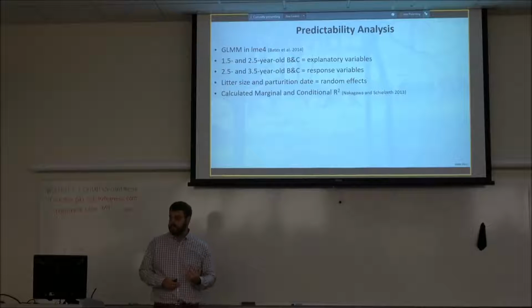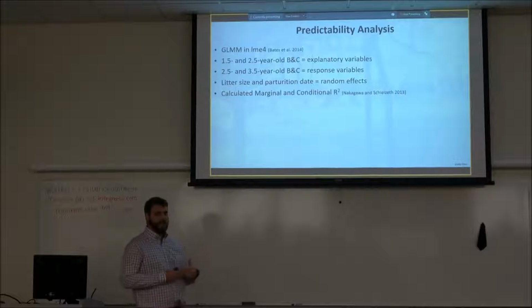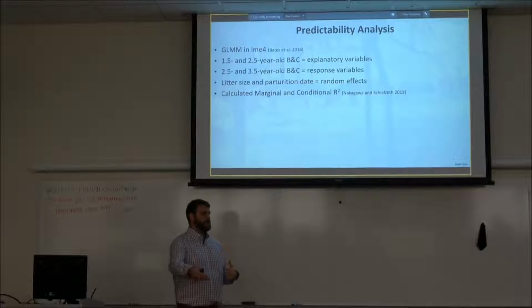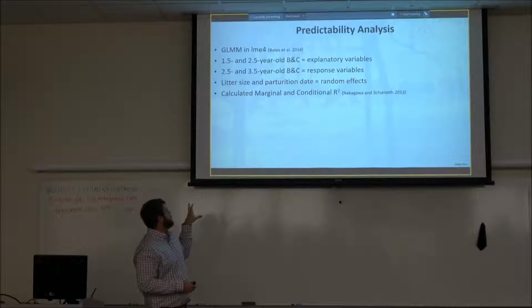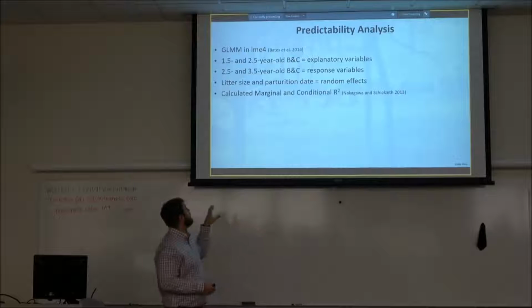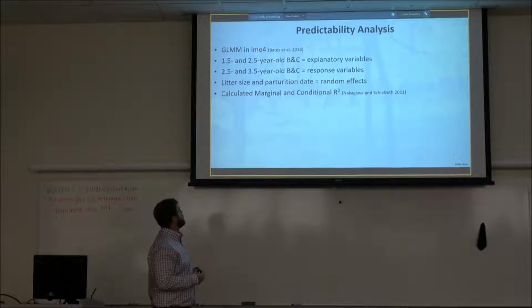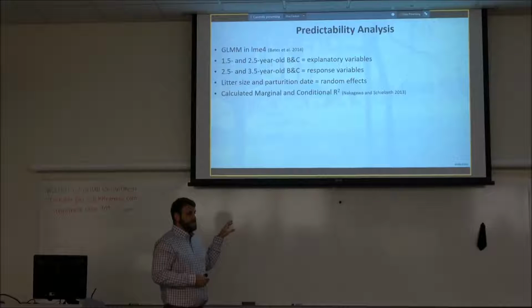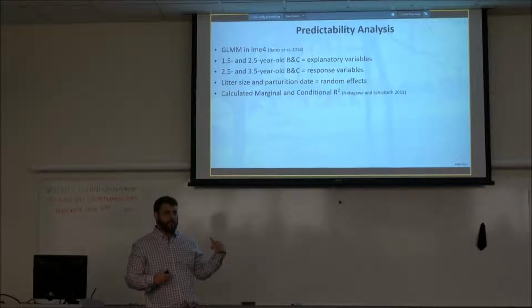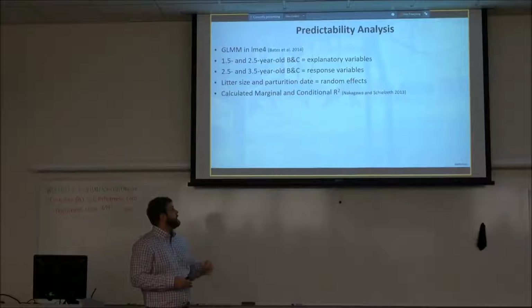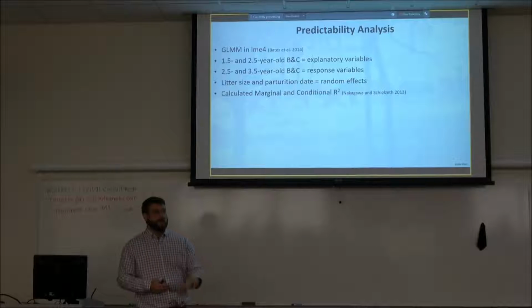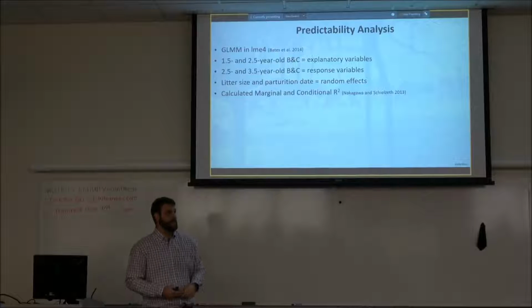For our predictability analysis, we used the generalized linear mixed model, the LME4 framework, in program R. And again, we wanted to look at our ability to predict future antler size off of yearling antler characteristics. So our model framework was basically the relationship between 1.5 and 2.5-year-old antler size, and 2.5 and 3.5-year-old antler size as well. We included litter size and parturition date as random effects, and then we calculated a marginal and conditional R squared. Essentially, a marginal R squared is the R squared of the fixed effects only, and the conditional R squared is the R squared of the fixed and random effects. So it allows us to basically assign a fit of those random effects.